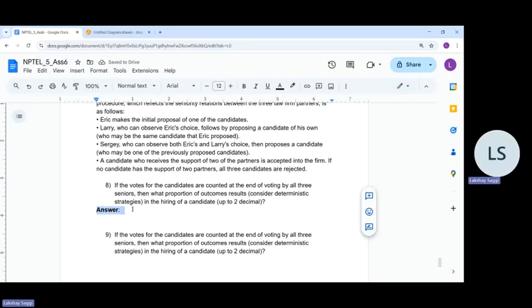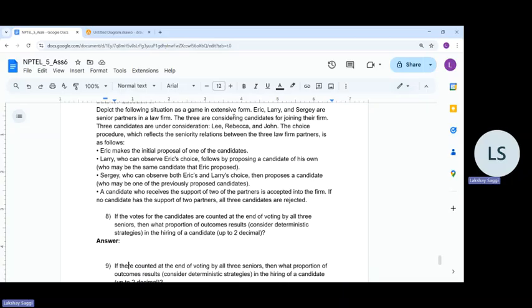The second question is something like this. What one can see is, suppose Eric and Larry have voted already on some candidate, suppose both have voted on Lee, and so Lee we already know has support of 2 of the partners, so he will be accepted into the firm. But in that case, do we count the opinion of Sergey still or not? Is Sergey also allowed to vote, and at the end we are counting the votes? So suppose votes for the candidates are counted at the end of voting. This means that all 3, Eric, Larry, and Sergey, get to vote.